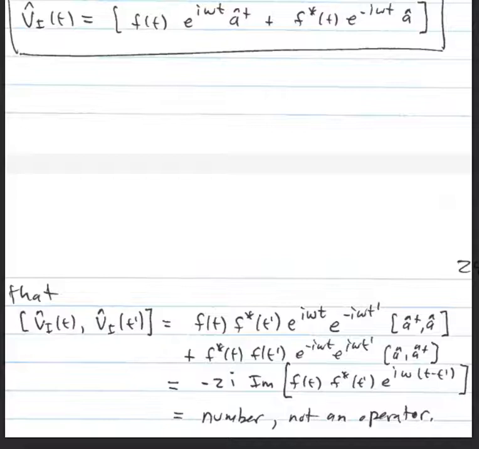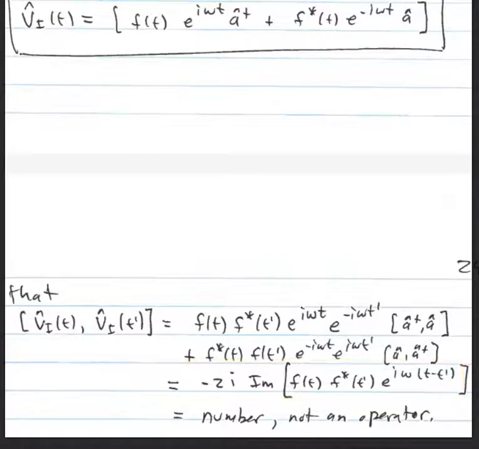Using the fact that the commutator of a dagger with a is equal to -1, and the commutator of a with a dagger is equal to +1, we see that this is the difference of two Hermitian conjugates. So it's -2i times the imaginary part of f(t) f*(t') e^{iω(t-t')}.